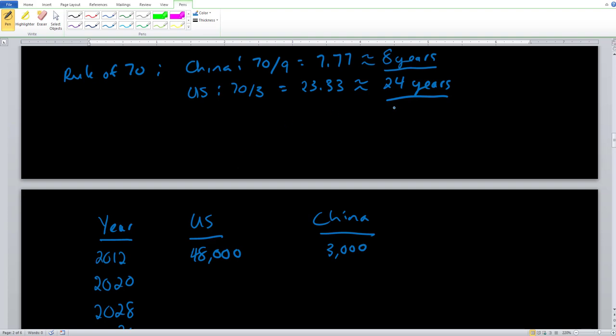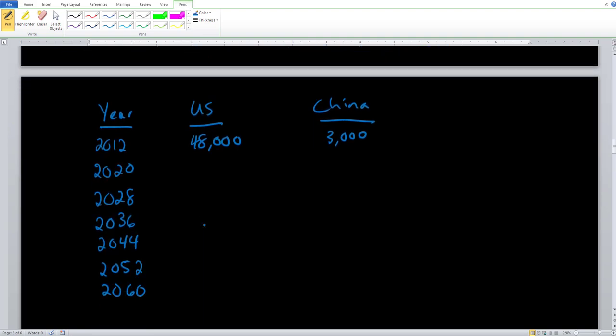We start off with the United States. Every 24 years, their income is going to double. So we start off with 48,000. So 8 years, 16 years, 24 years. So in the year 2036, the US GDP per capita is expected to be $96,000. So $48,000 times 2. In 24 years, US income is going to double. And then we continue on down the line with the entire table. In another 24 years, so 8 years, 16 years, 24 years, at the year 2060, US income is expected to be $192,000 US GDP per capita.